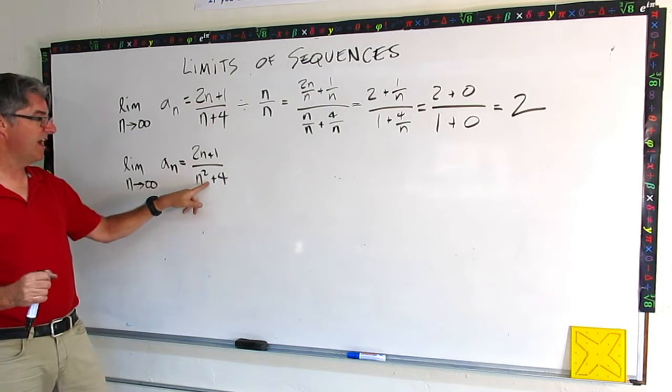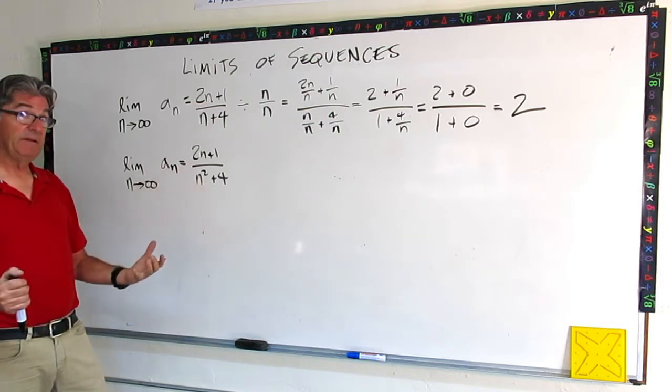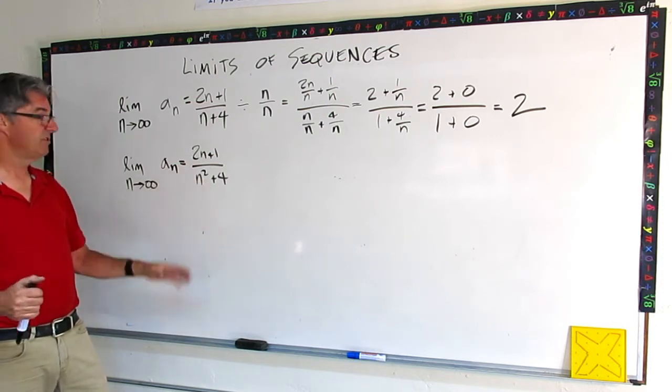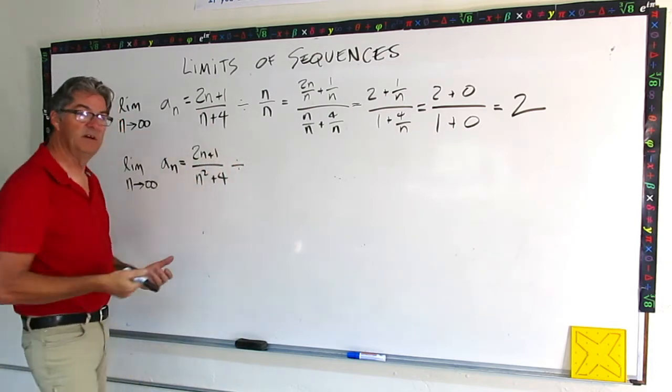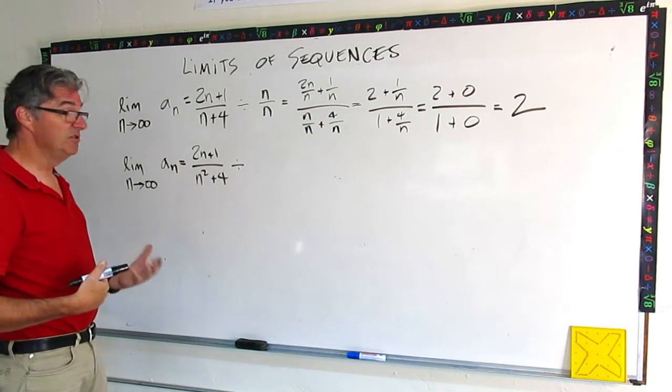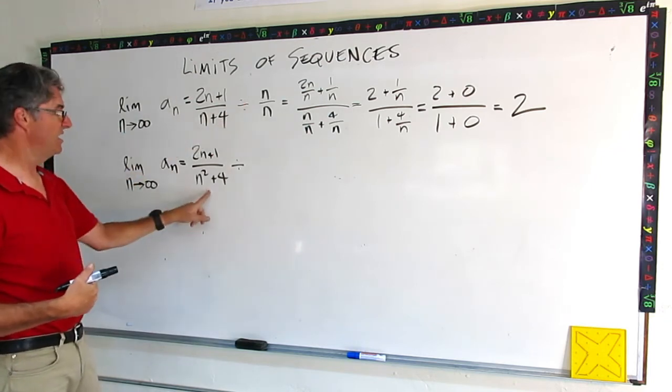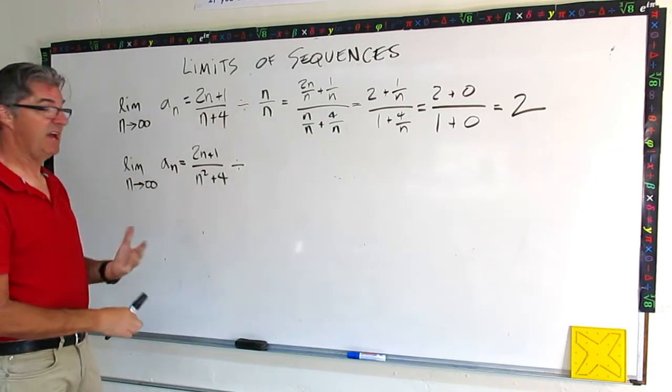So when the denominator has a higher degree, what's the limit? It's 0. Okay, so let's do the math out here and confirm that. Actually, pause the video right now and use the same tricks that we've been using to analyze that. Okay, let's see how you did.